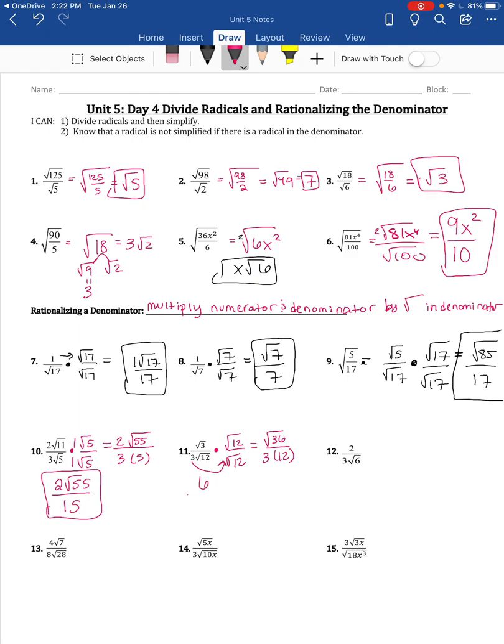The square root of 36 is the whole number 6, and 3 times 12 is 36. This fraction can continue to be simplified because you have the common factor of a 6, and 6 divided by 36 is simplified down to 1/6 for your final answer.